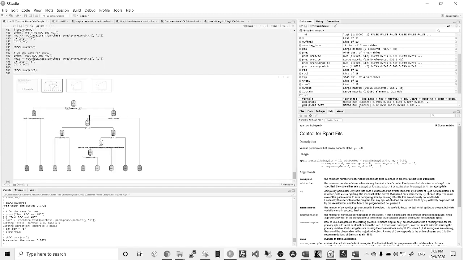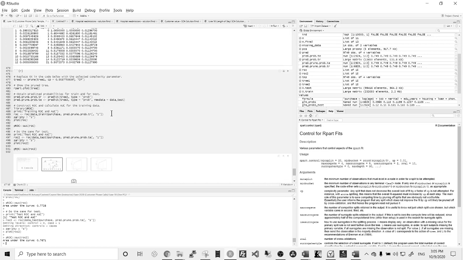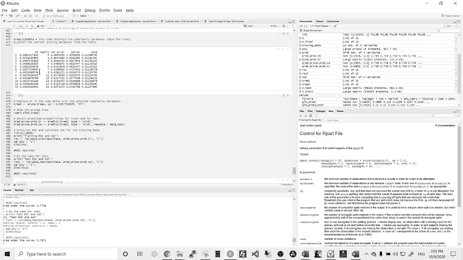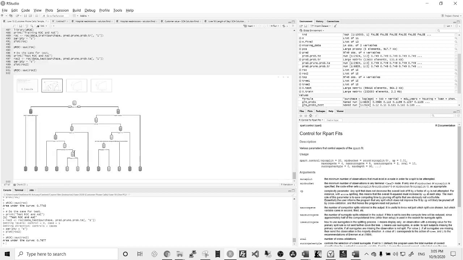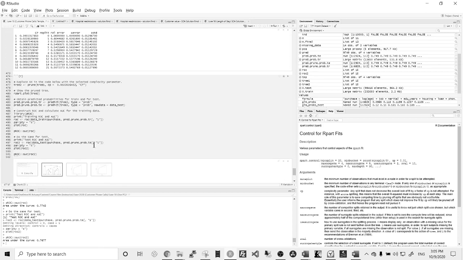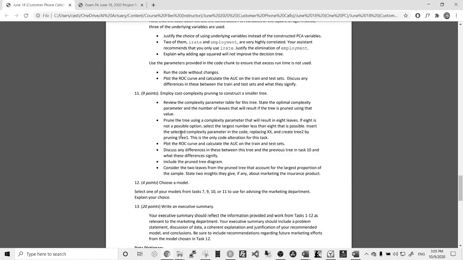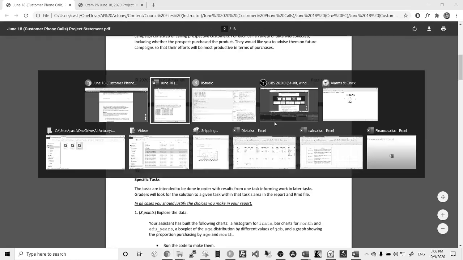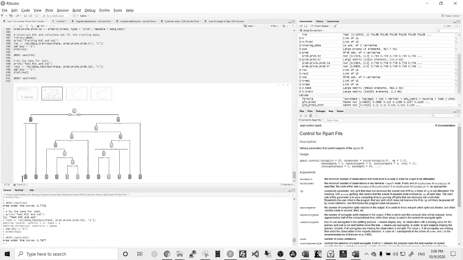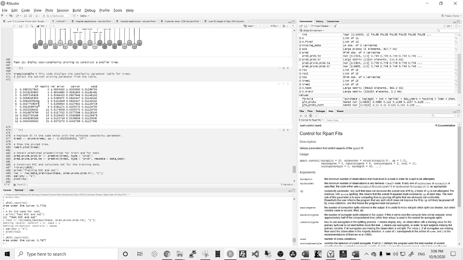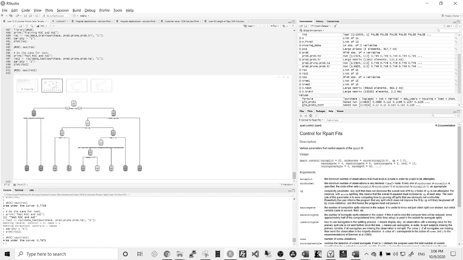So that's 1, 2, 3, 4, 5, 6, 7. Wait, let's try this again. That was 0.003. 1, 2, 3, 4, 5, 6, 7, 8, 9, 10. Yeah, so this has 10 leaves. Does it say leaves or branches? It says that will result in 8 leaves. So the leaves are the terminal nodes here. So I want to use this value, 0.0037. It has 1, 2, 3, 4, 5, 6, 7, 8, 9.